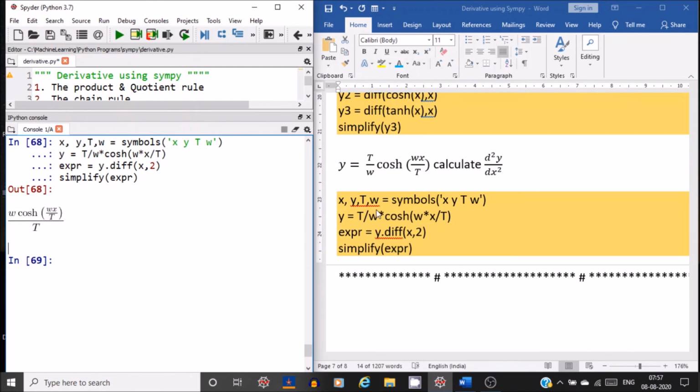So in this way you can implement the derivative using simplify. Okay, and that is the end of this.